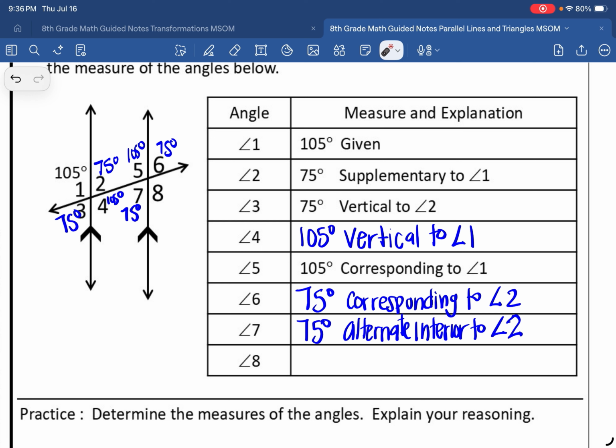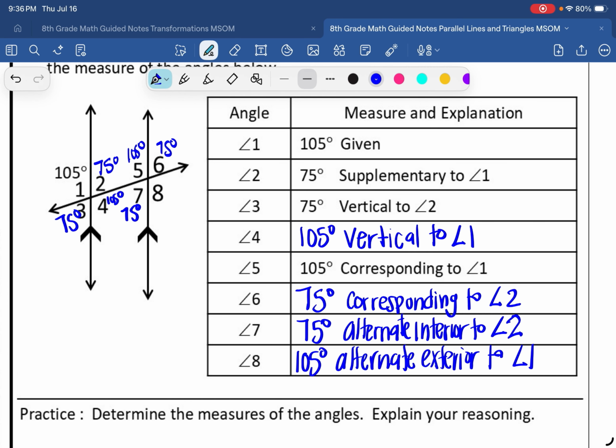Angle 8, I have lots of justifications for the measure. I could say it's corresponding to angle 4, so it's 105. I can say it's vertical to angle 5, so it's 105. Supplementary to angle 6. I could even say alternate exterior to angle 1, so it has the same measure.